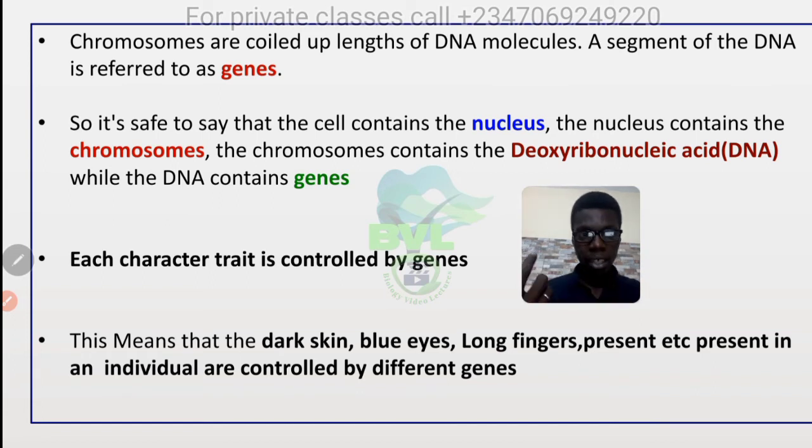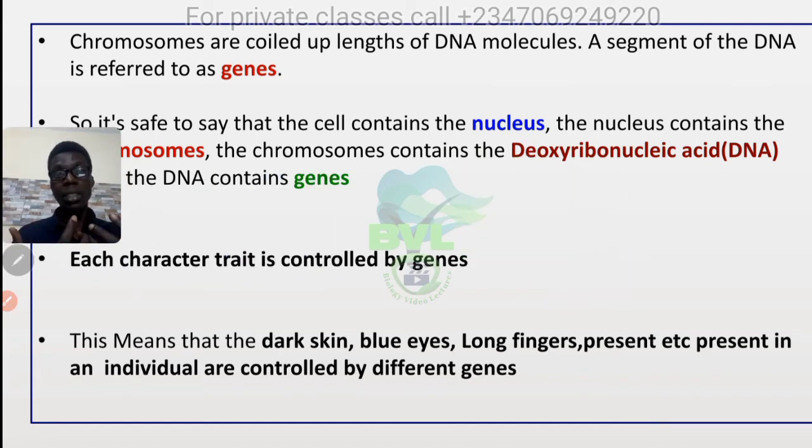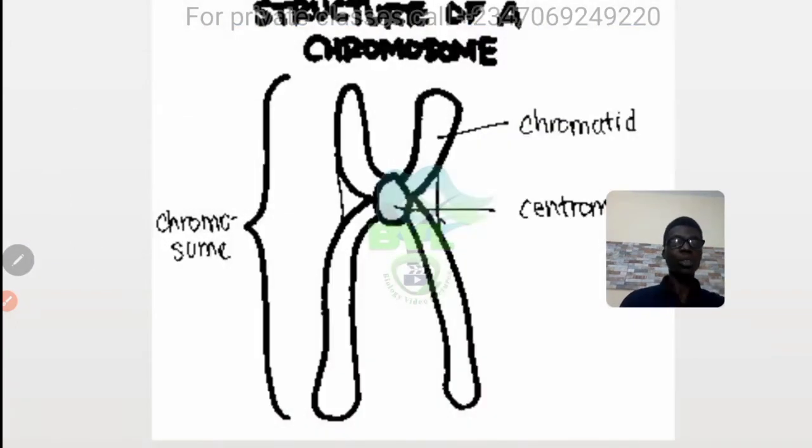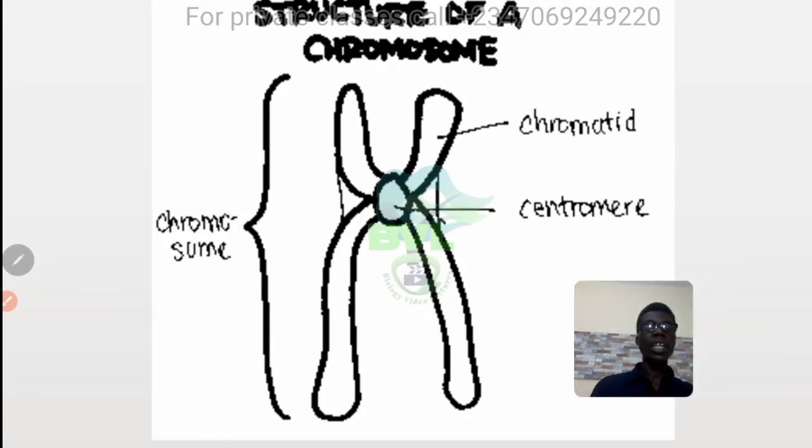Like I'm quite dark in complexion, really, that's a character trait. Having long fingers is a character trait. Each of these character traits has a gene that makes it. It says here, this means that the dark skin, blue eyes, long fingers, etc. present in an individual are controlled by different genes. Yes, that explains that part. So this is what a chromosome looks like, or just the structure of a chromosome. You can see this is the centromere that holds this chromatid with this chromatid, as it were.